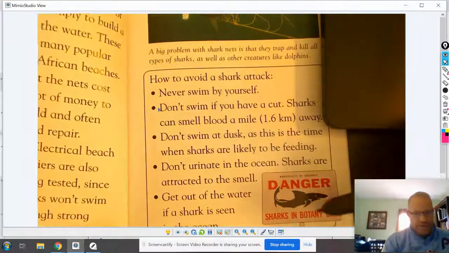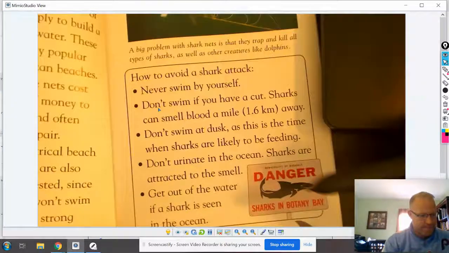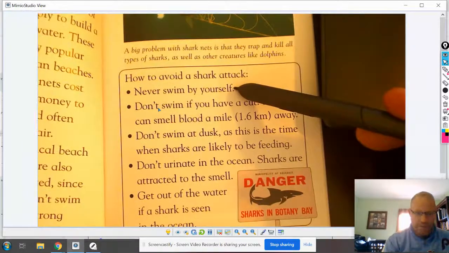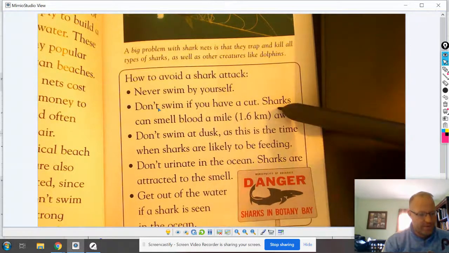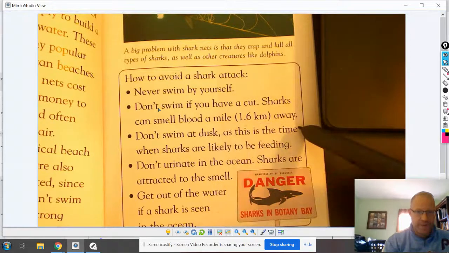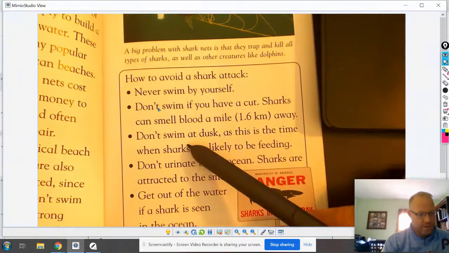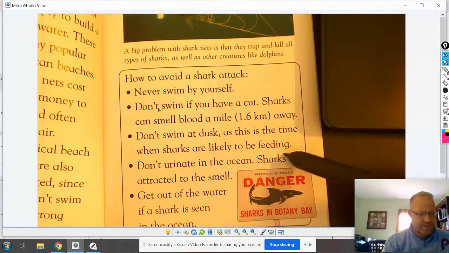So here's a pamphlet type thing, and it says how to avoid a shark attack. First, never swim by yourself. Second, don't swim if you have a cut. Sharks can smell blood a mile away. Don't swim at dusk, as this is the time when sharks are likely to be feeding.